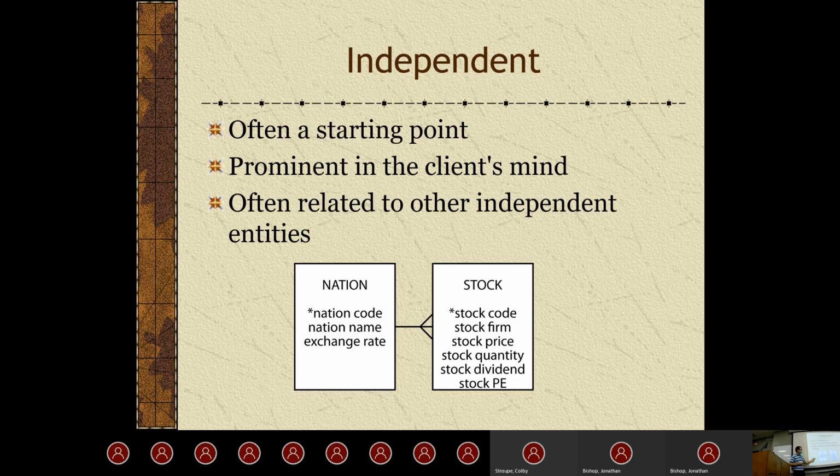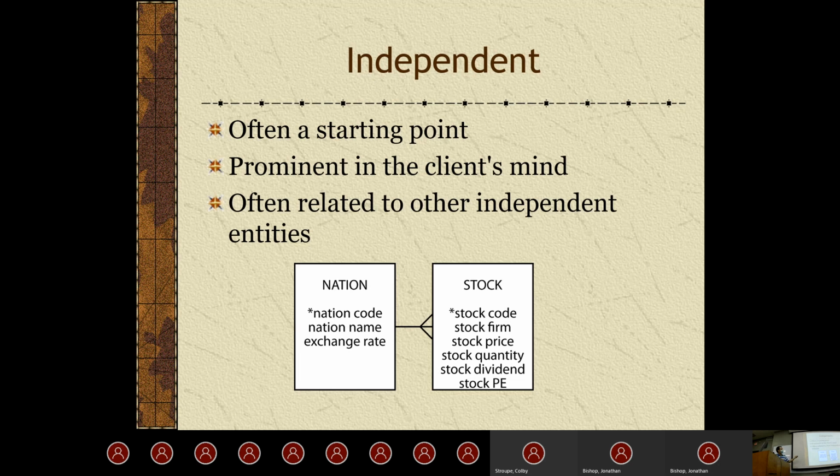So in the case of a nation, it can stand alone. It doesn't require any presence of anything else. We have a nation's name. Nations' names are not repetitive. You're not going to have 2 United States of America. You're not going to have 2 Great Britains or United Kingdoms. So that's going to be something that stands alone.